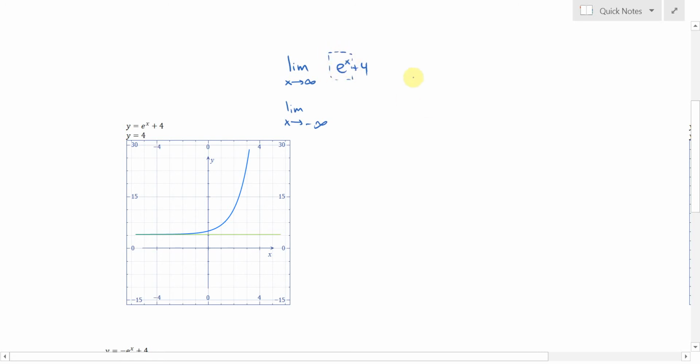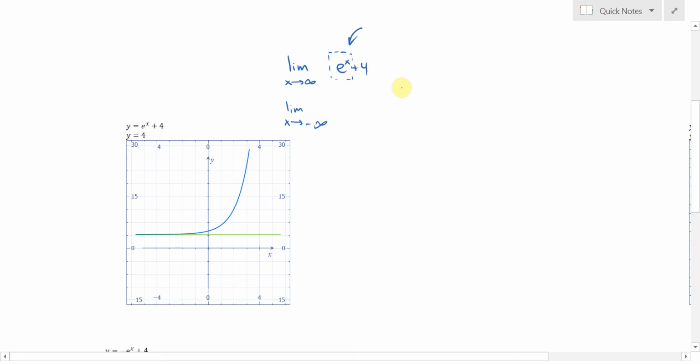What does the graph of e to the x look like? It looks kind of like that blue line over there. If I redraw it, it looks like this. So as x goes to infinity, e to the x also gets bigger and bigger. So this boxed term is going off to infinity. And certainly infinity plus 4 is infinity, so you just plug it in.